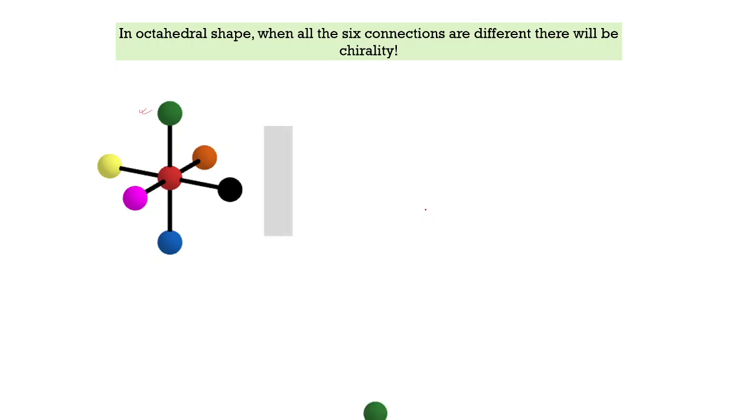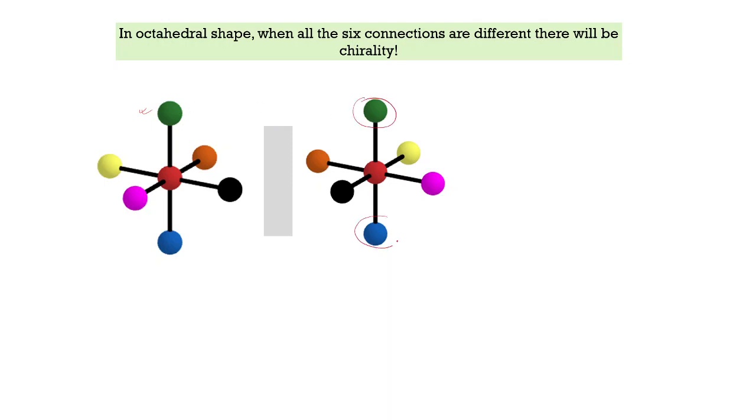I'm just trying to show you that chirality can arise in only those molecules which extend in all the three dimensions of the space. And now we have an octahedral shape in which, if I take all the six connections different, then you will see again there will be chirality. Take a mirror image, and of course I will not like to move this green and the blue one. I will try to superimpose the other ones because they are already superimposed here. The green is at the top and the blue is at the bottom.